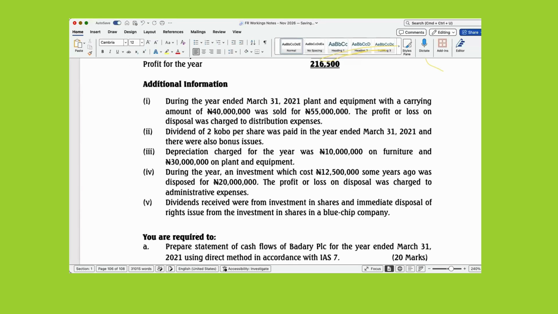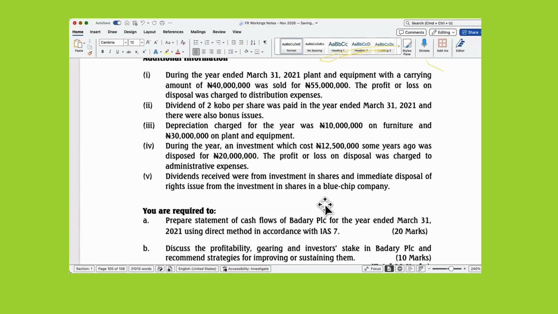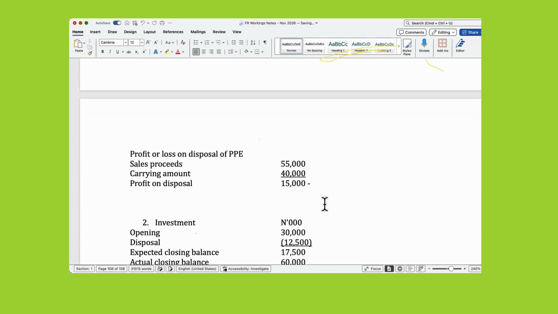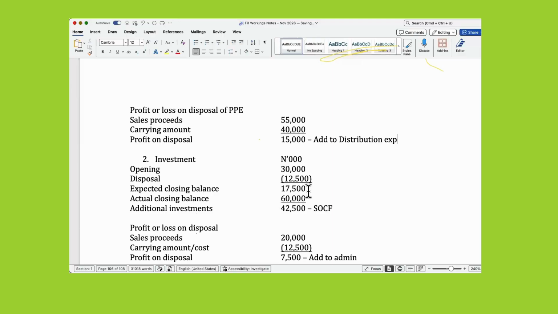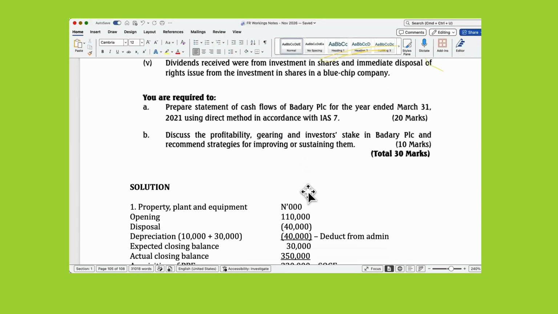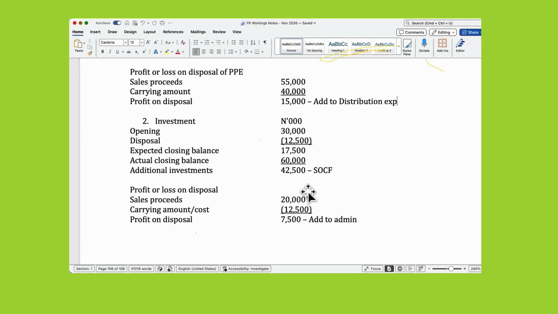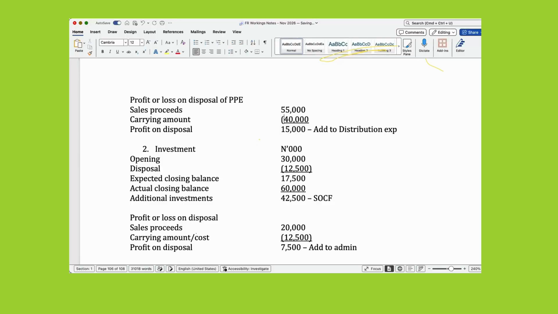No, I think this one is distribution expenses. It was charged to distribution. So are we adding to distribution or deducting from distribution? We're adding. That's correct, because it's a profit, add to distribution expense. Okay. So the 40,000 should be in brackets, but it doesn't matter.